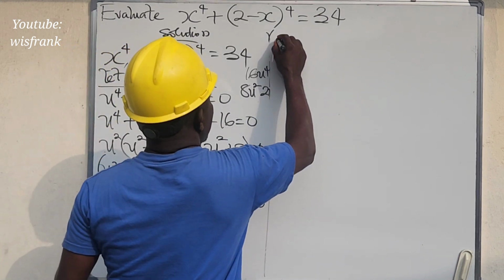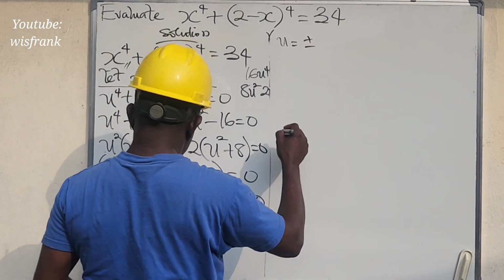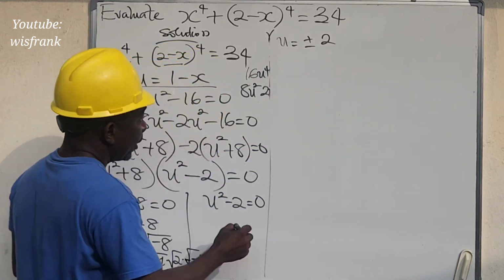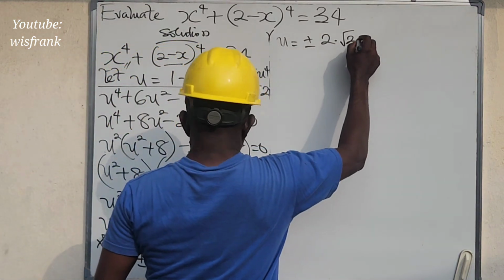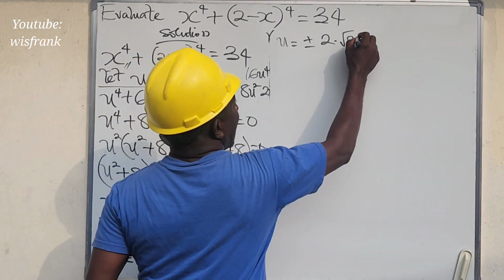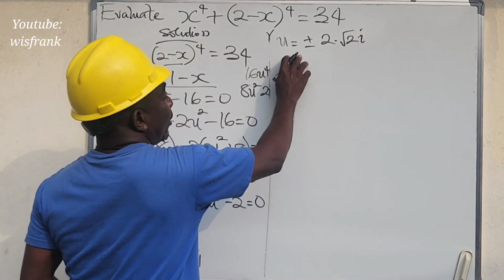We have here u equals to plus or minus. So we have square root of 4 is 2, times square root of 2 times square root of minus 1, which is iota, which is i. So this is what we have as the value of u.